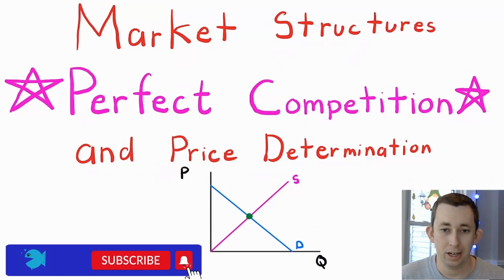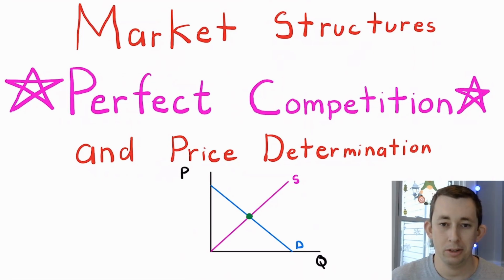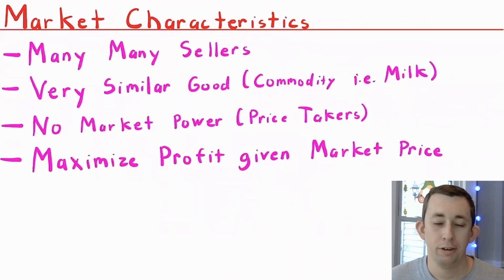Today we're going to talk about market structures. Specifically, we're talking about perfect competition and price determination in a perfectly competitive market. Timestamps are below, but let's go ahead and get right into it. First, we're going to talk about the characteristics of a perfectly competitive market.